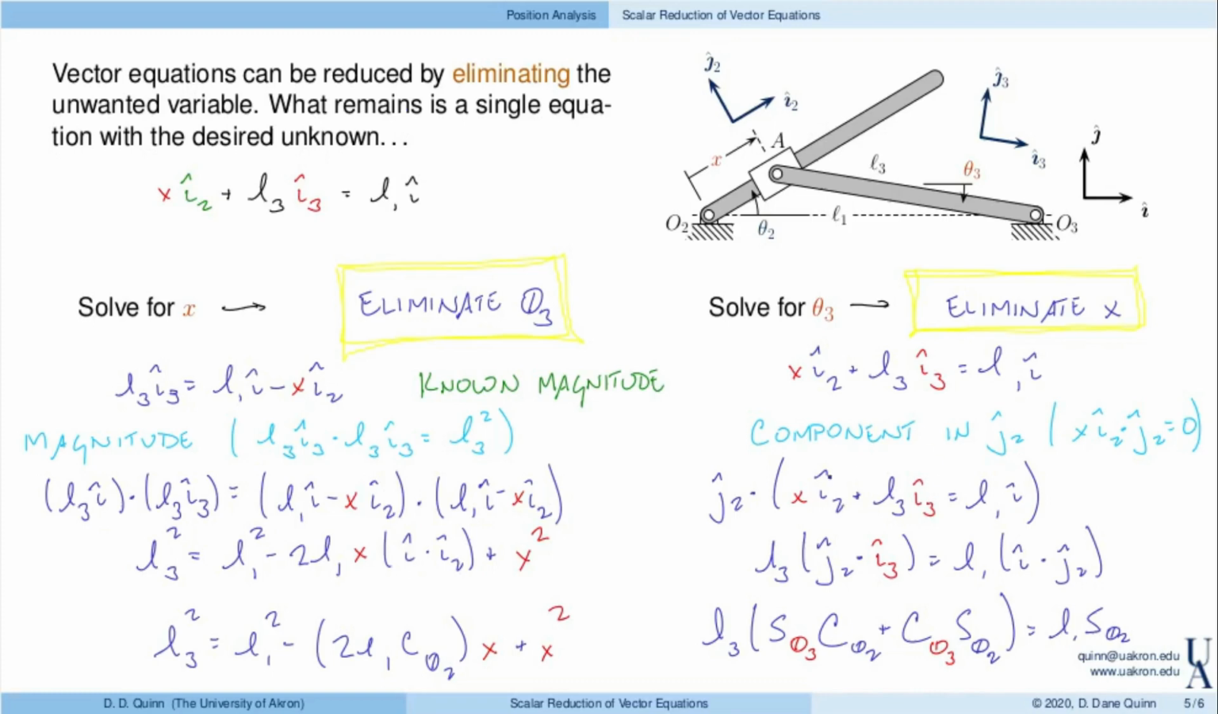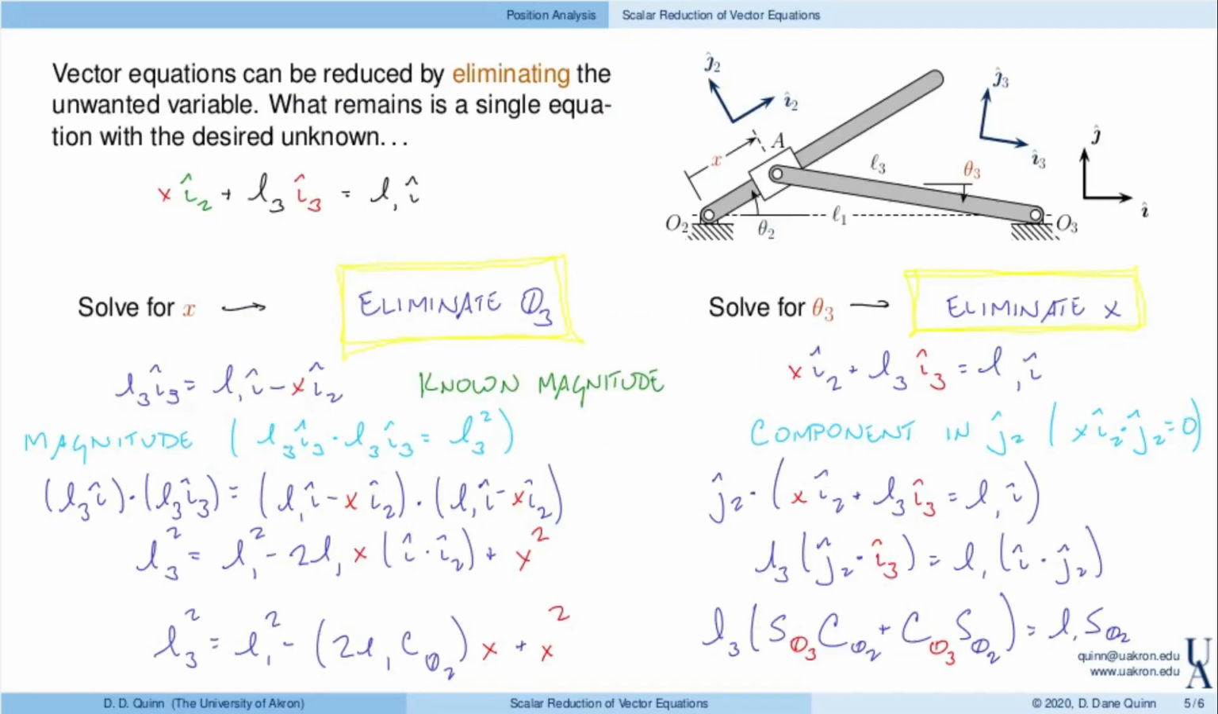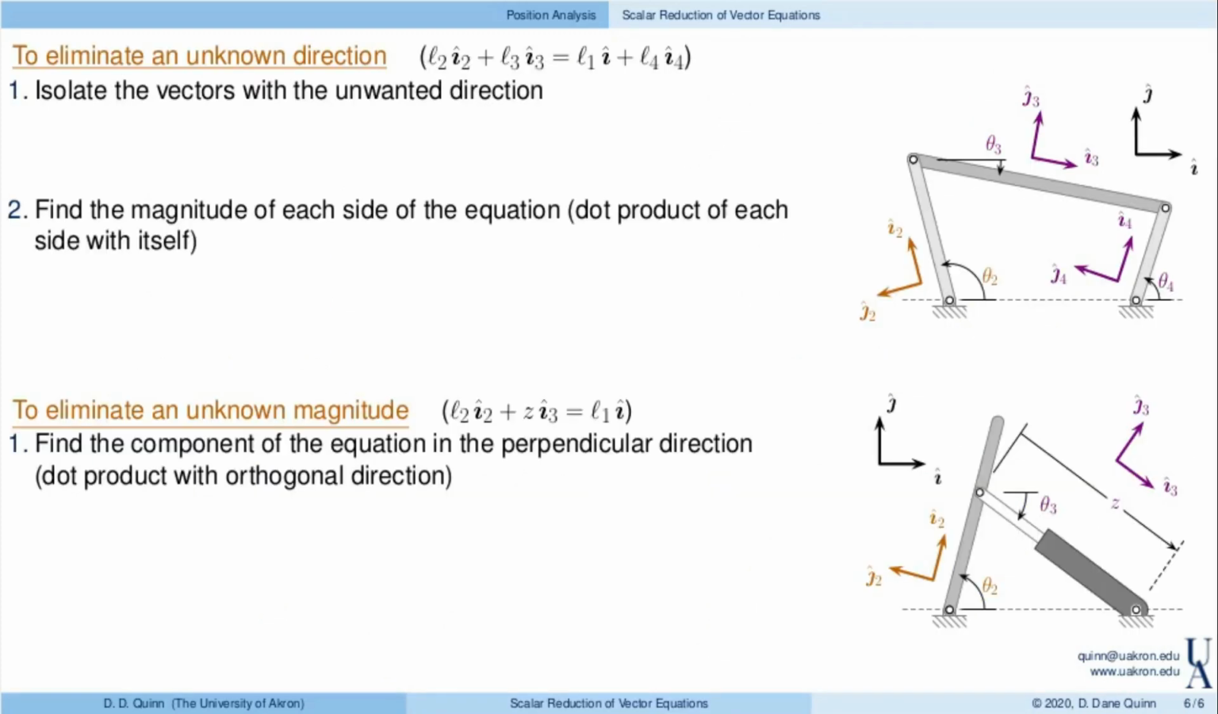Now, once you get one of these, you can actually go back to the scalar components. So say I knew theta 3, you could solve for x directly. Say I knew x, you could use this and solve for theta 3. So again, once you know one of the coordinates, you can always go back and find the other unknown. But this makes it much easier to get down to that single equation and single unknown.